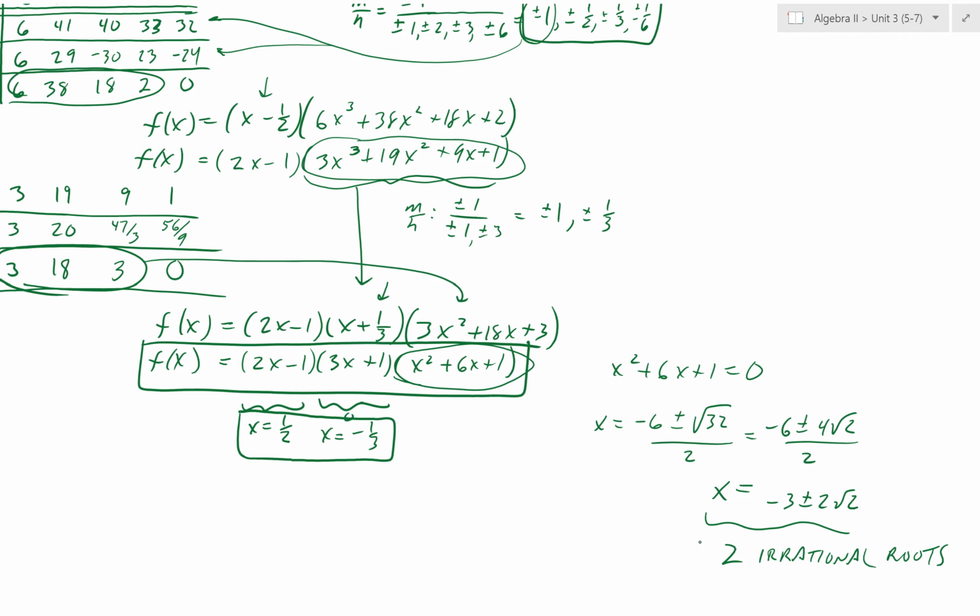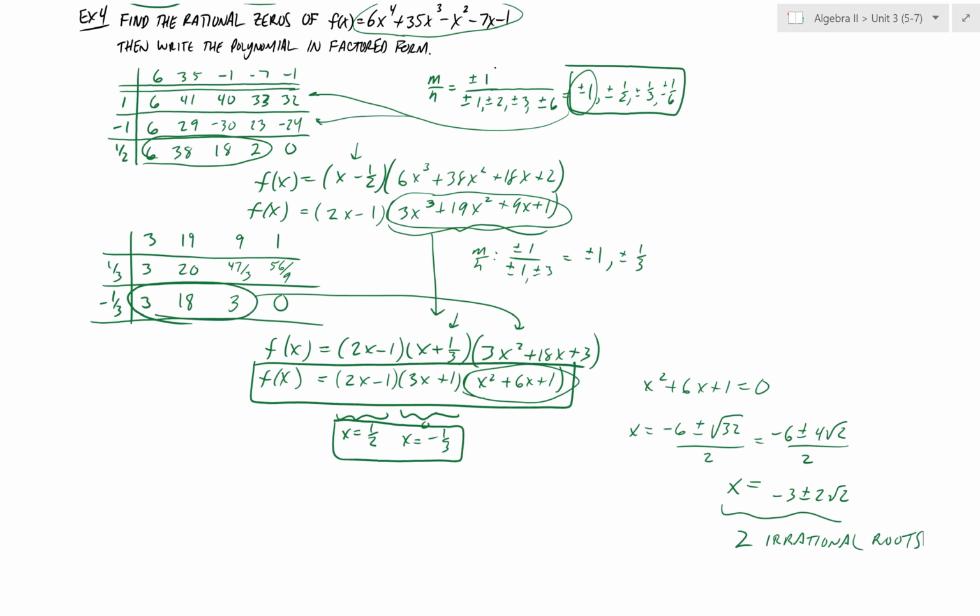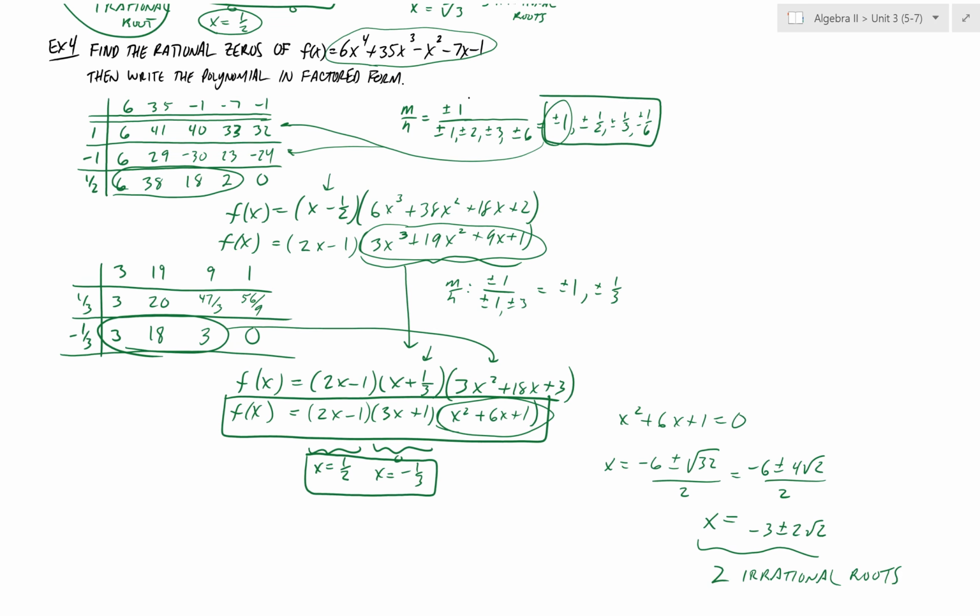Okay, that was a bonus. The problem wasn't asking for that, but now we can kind of see the big picture. We see that when it's a 4th degree polynomial, it's got to have 4 roots. If 2 of them are rational, the other 2 have to be irrational, which might mean they might be non-real also.